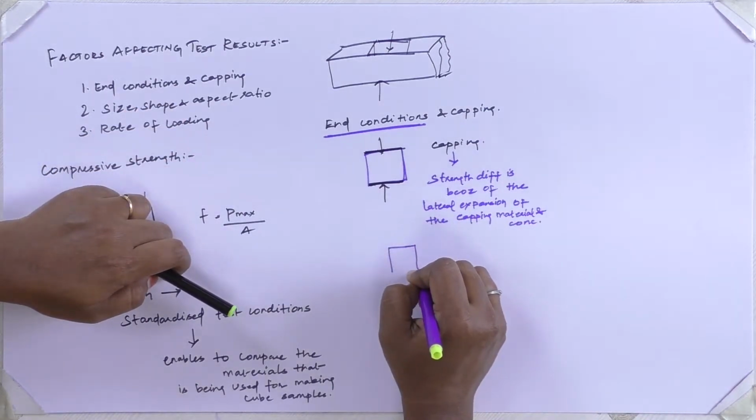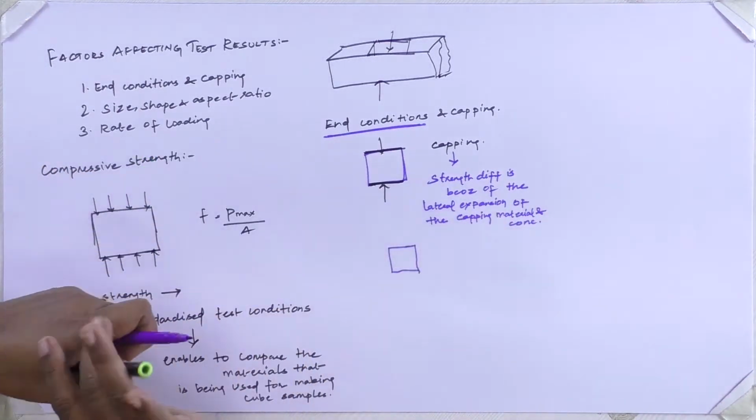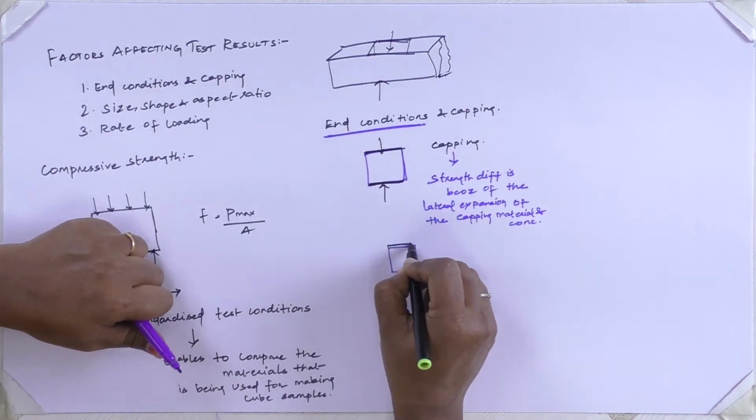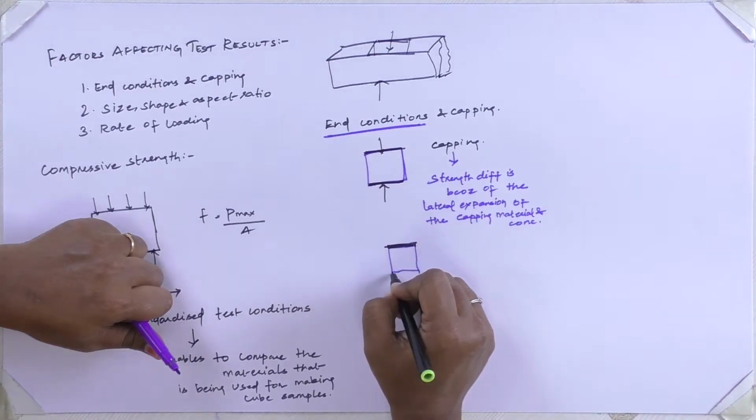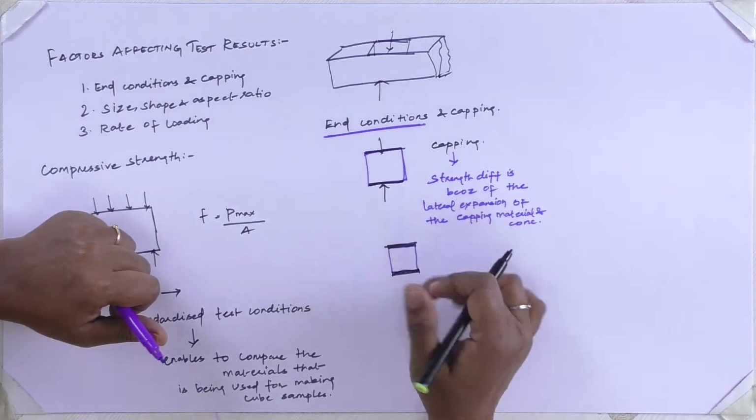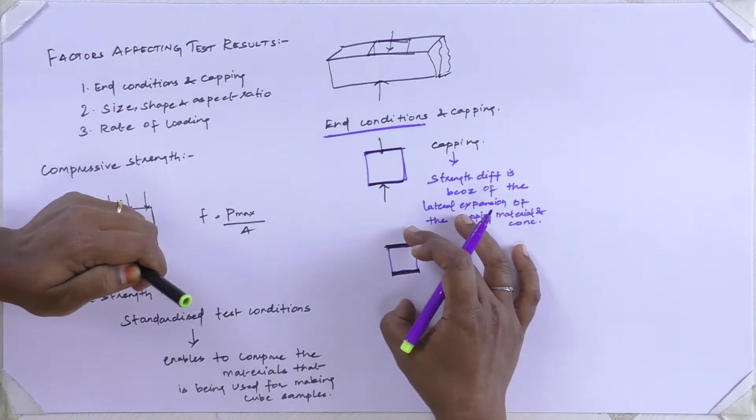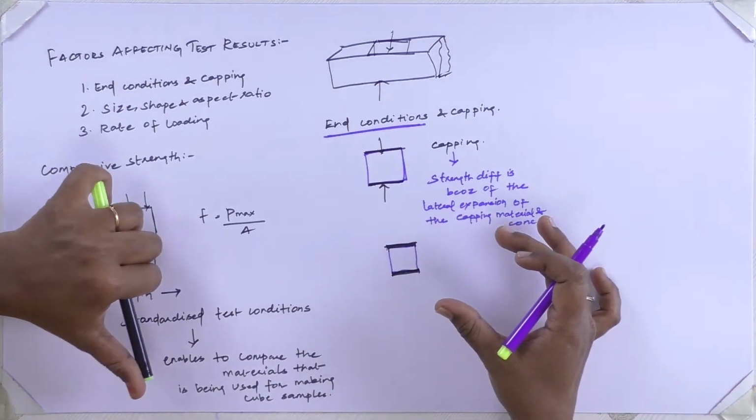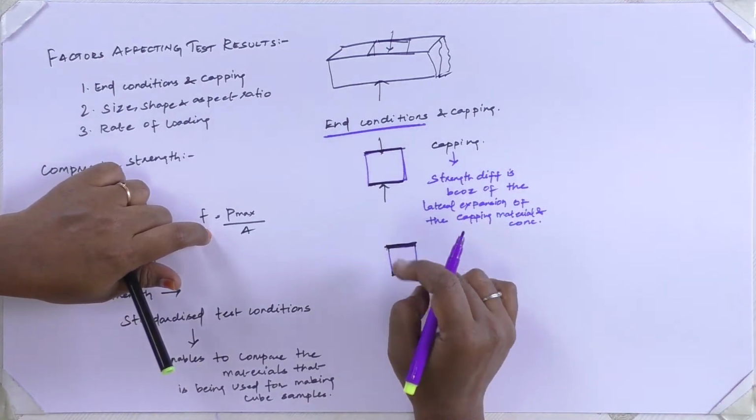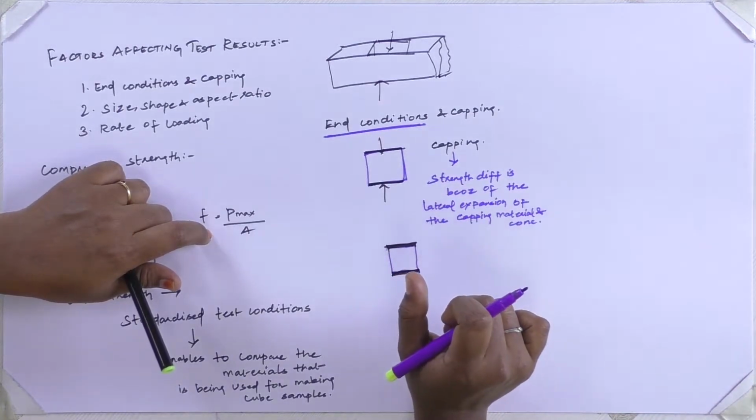Suppose this is the specimen which I obtained from the core and it is not in a standard dimension, so I am doing some sort of capping to get it into the required shape, and the capping will be there like this. After doing this capping, I will again place it in the compressive strength machine and apply load, and based on that I will get the strength result.